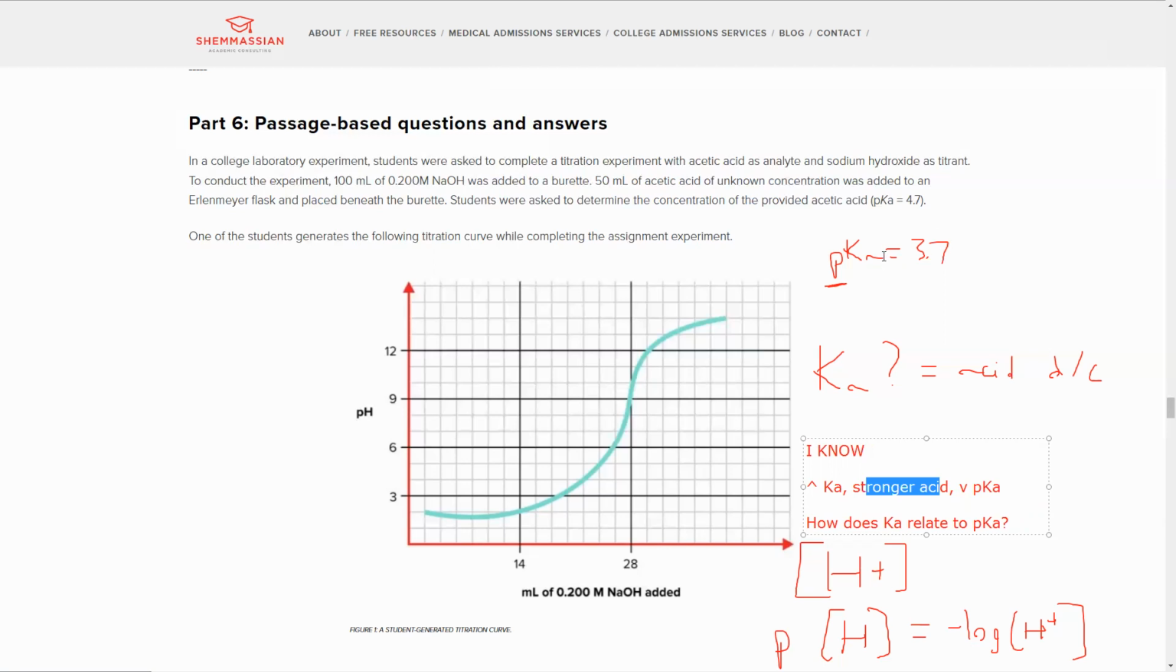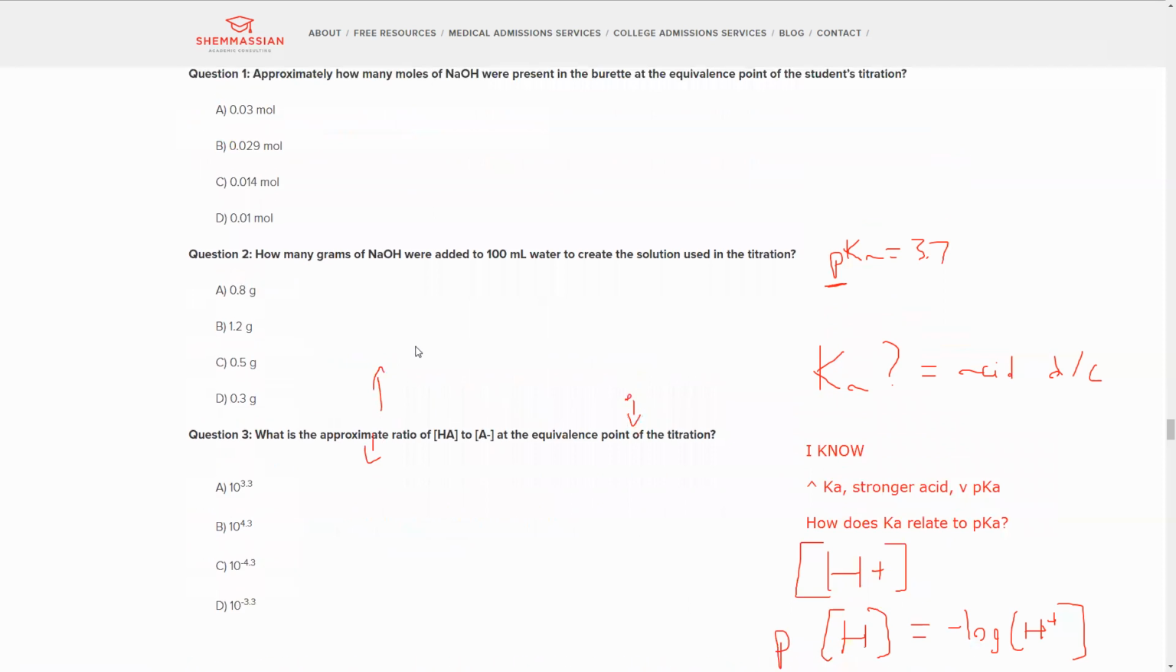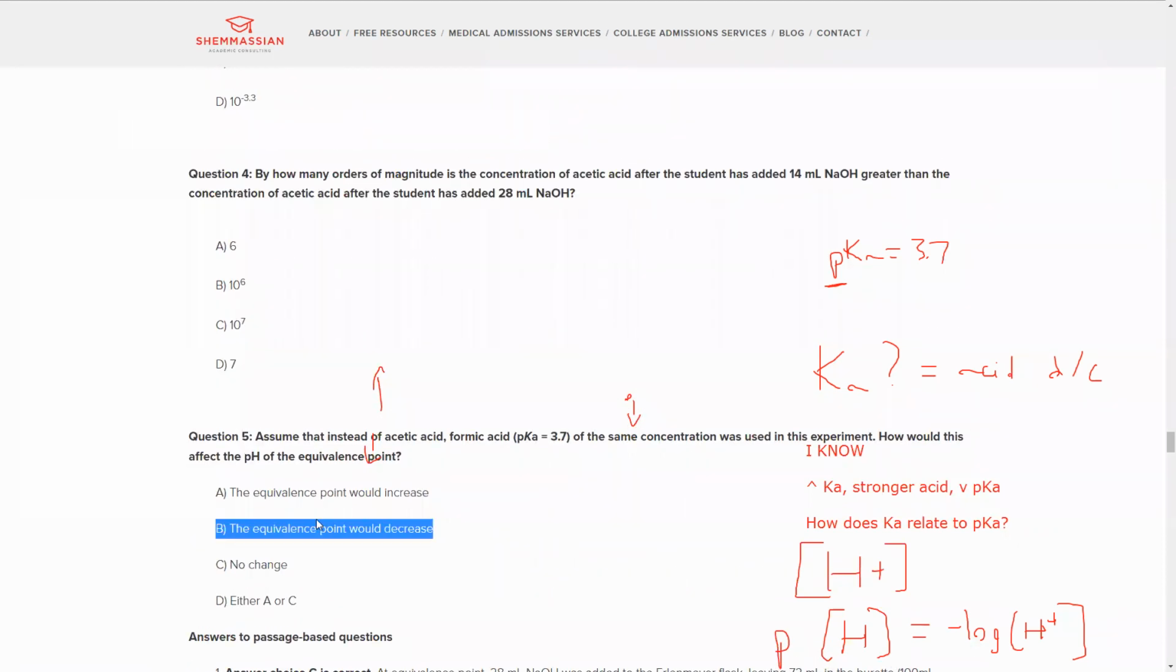So back to this question. Now we see that our pKa has decreased. Because we know how Ka relates to acid strength, we know that a pKa decrease will give us a stronger acid. Okay. Finally, if we have a stronger acid, what would happen to pH? Would pH increase or would pH decrease? Therefore, the equivalence point would slightly decrease because you have a stronger acid. And ultimately, that is the answer there. The equivalence point would decrease.